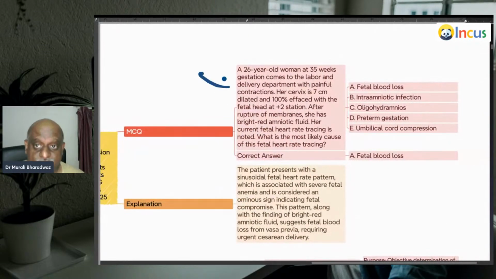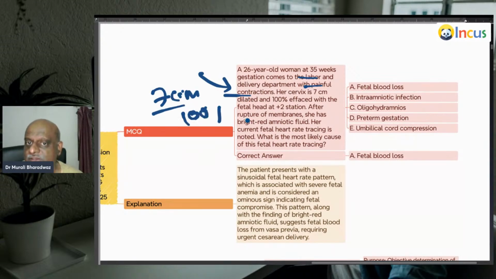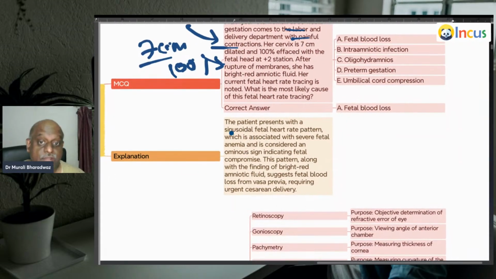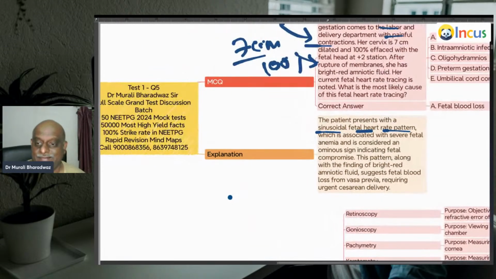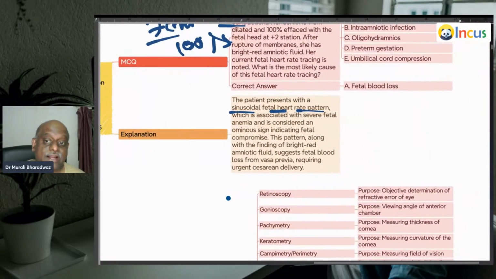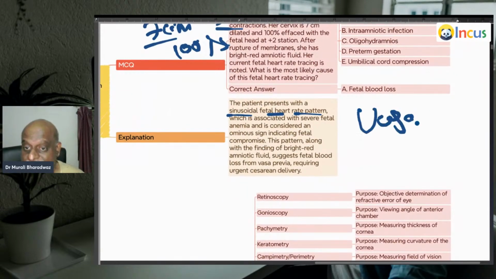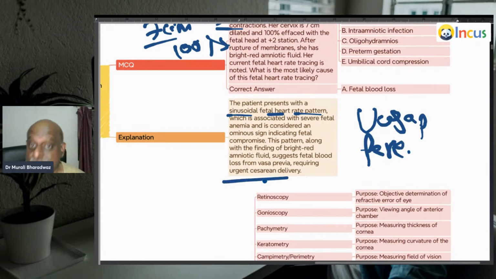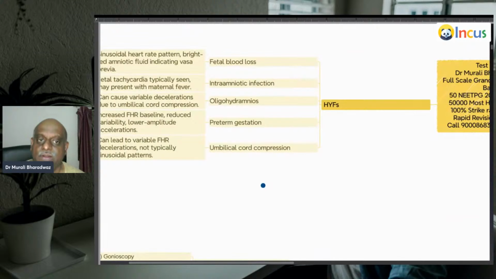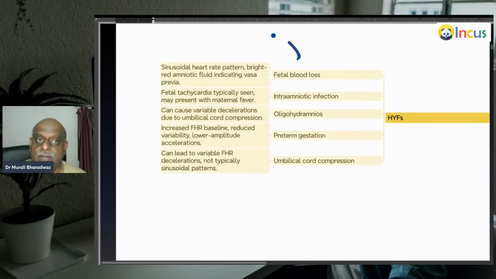A 26-year-old woman at 35 weeks of gestation comes to labor with painful contraction, 7 centimeters dilated, 100% effaced, fetal head at +2 station. She has bright red amniotic fluid and a sinusoidal fetal heart rate pattern. So what is the most likely possibility? Typically, there is a vasa previa, fetal blood loss. It requires urgent cesarean section, is what you need to remember. So fetal blood loss leads to sinusoidal heart rate pattern.